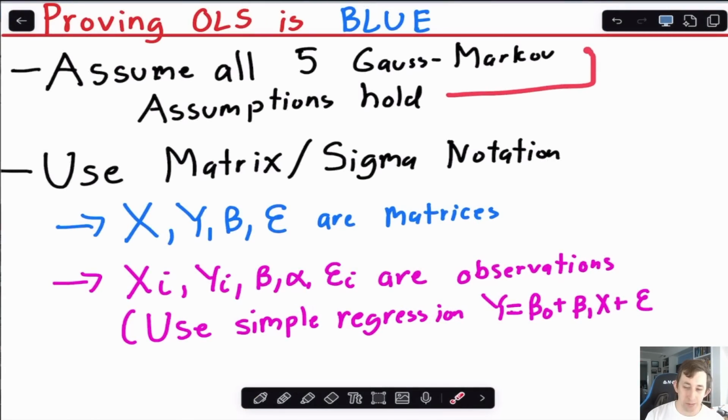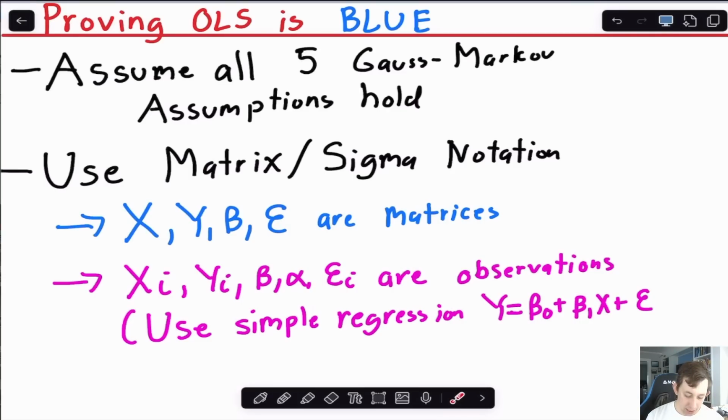Just a couple of things before we get started. First, I need to assume that all 5 Gauss-Markov assumptions hold. I've talked about the 5 Gauss-Markov assumptions in a previous video. If you're unfamiliar, it's going to pop up in the top right corner for you to check out either after this video or before you keep watching. I'll point out as I go through the proof exactly which assumption I'm invoking.